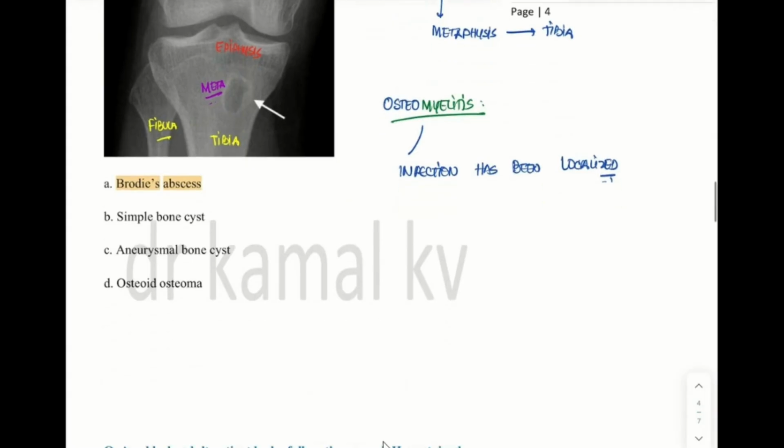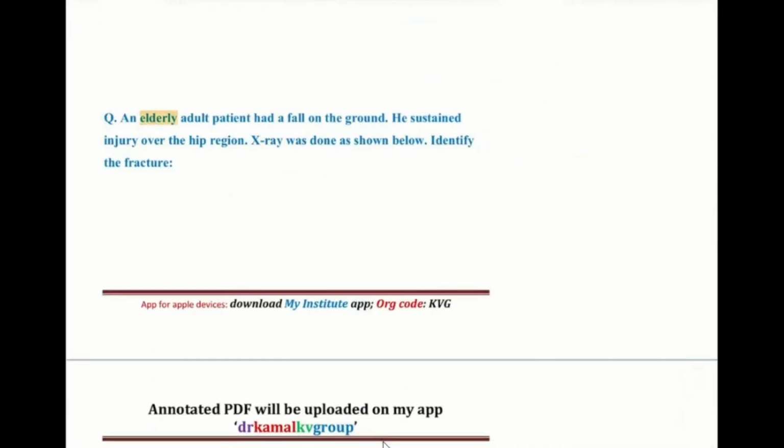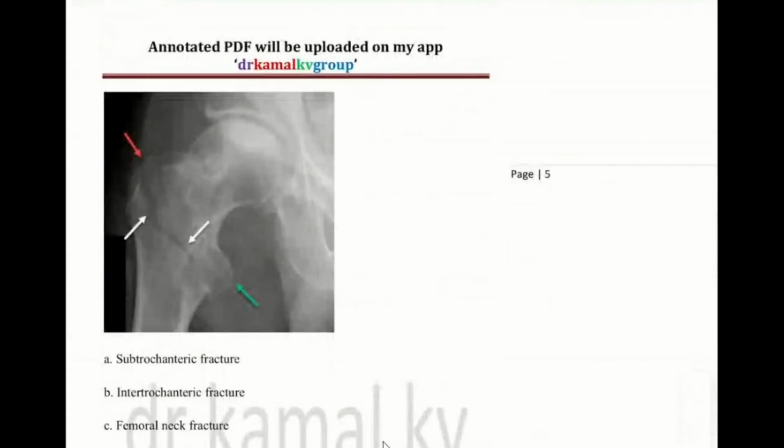Then moving forward, an elderly patient had a history of fall on the ground and sustained an injury to the hip region. The X-ray is shown. Now let us see the fracture here. Firstly, we need to identify the bones. This is the head of femur, this is the neck of femur, this is the lesser trochanter, and this is the area of greater trochanter. Now what we can see here is the fracture line running across the two trochanters.